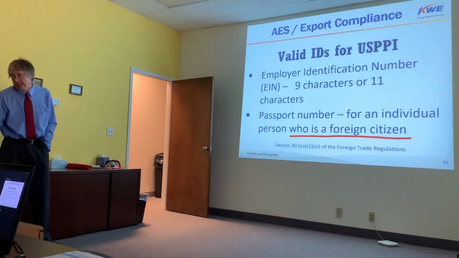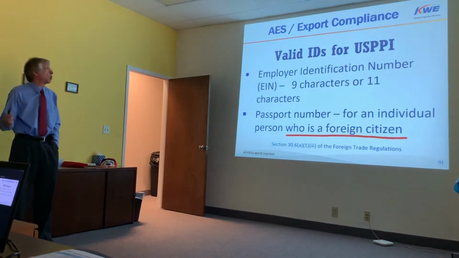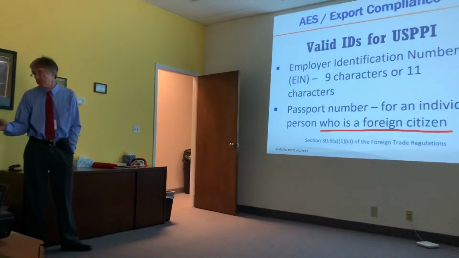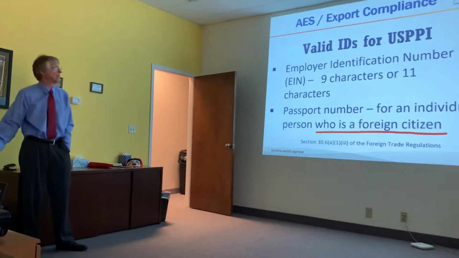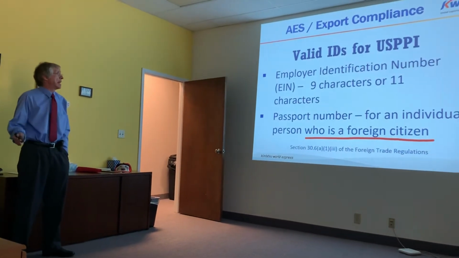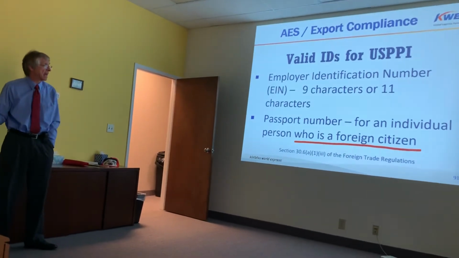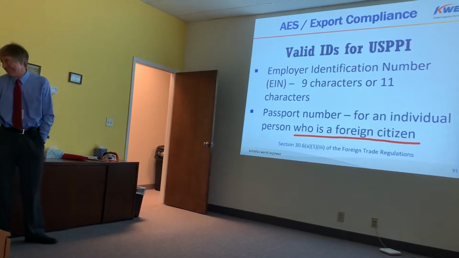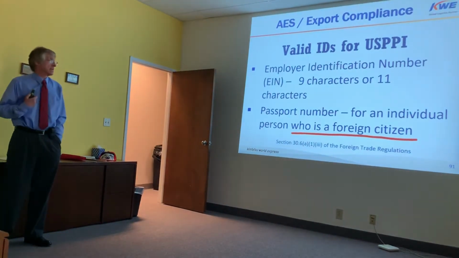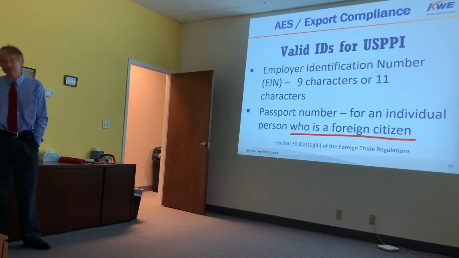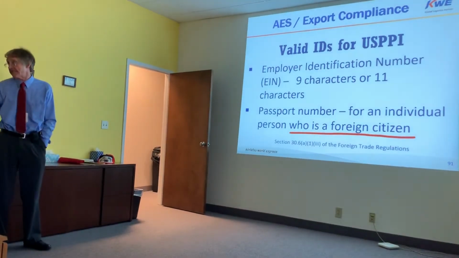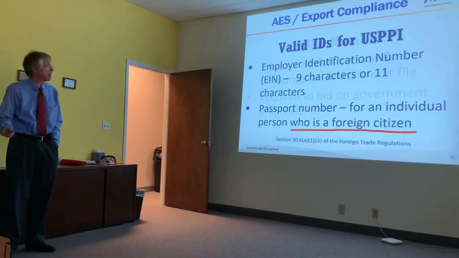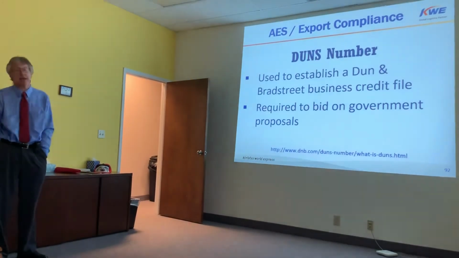Now, valid EIN numbers for a USPPI. The employer identification number is either 9 characters or 11 characters. If it's anything other than that, it's wrong, it's invalid. A passport number is a valid ID only for an individual who is a foreign citizen. Like me, Bob Feeke, I got a passport, but I can't use that as an ID if I wanted to export something. What I would have to do is get an EIN.